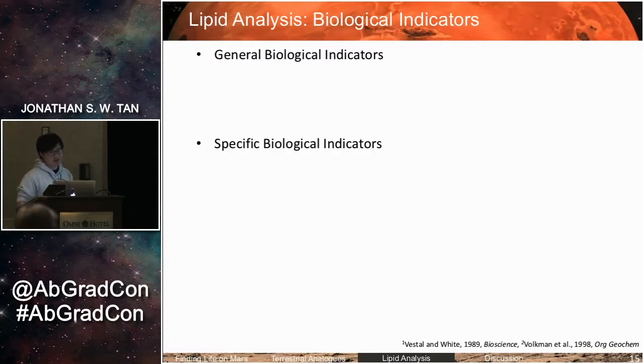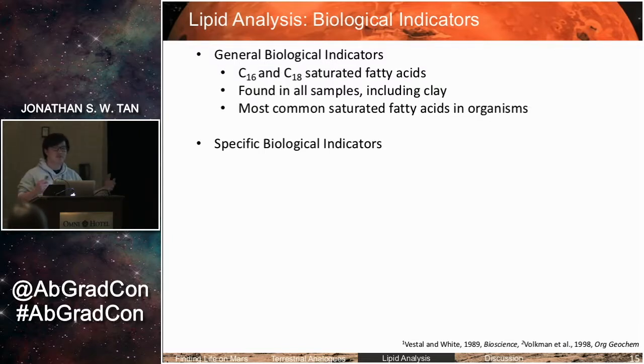So next, let's take a look at what these biomarkers can tell us about the organisms that lived in these environments. So we can split them into two. There are general and specific biological indicators. A general biological indicator is something that is indicative of life in general. And usually these are the most well-preserved, and they should be ubiquitous in all the samples. And in this case, it would be C16 and C18 saturated fatty acids, because as you saw, they were found in all the samples, including clays. And this makes sense because they're the most common saturated fatty acids in all organisms.